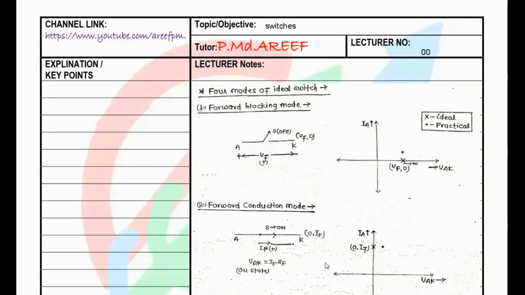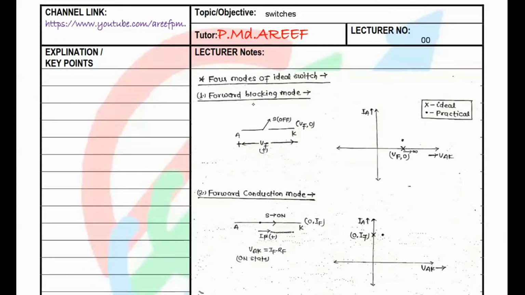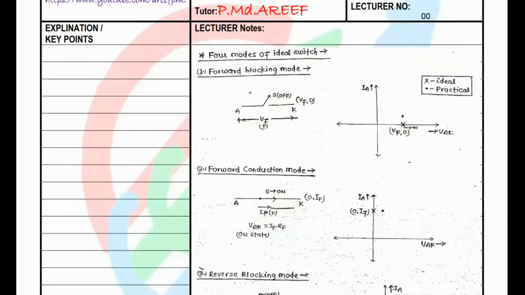Next we'll move to switches, the basic properties of switches. There are four modes of an ideal switch. The first one is forward blocking. Remember friends, forward indicates the biasing of the switch. Blocking means voltage capacity, which always occurs in the off state. Keep this point in mind.